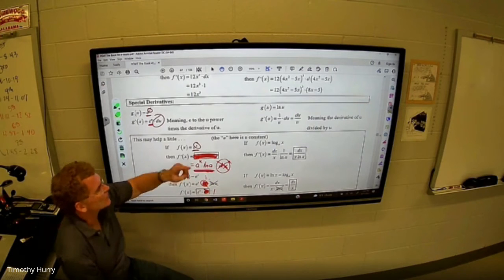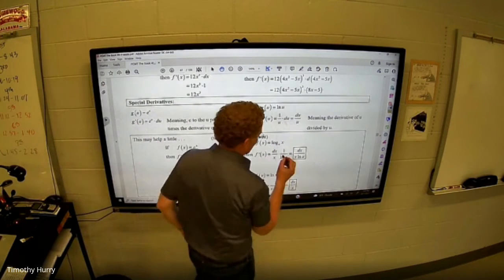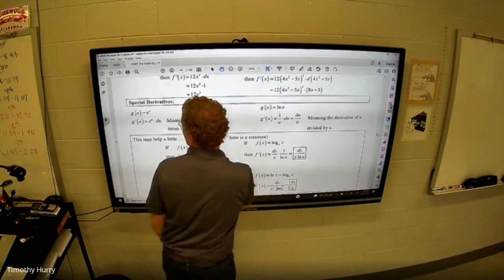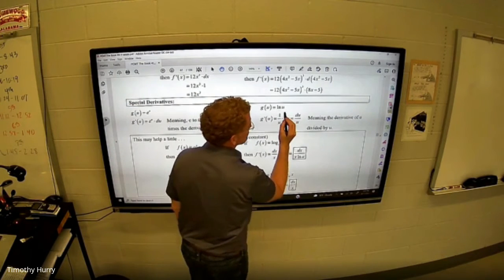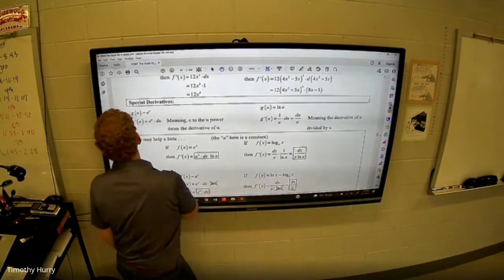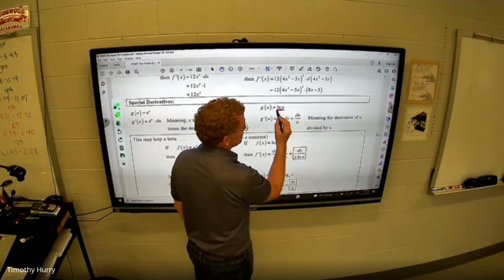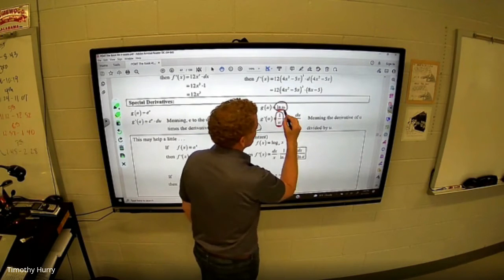Now, natural log. Take a look at the natural log. I want you to look at this, and you're going to rewrite this also. What does it look like I did to the natural log function to go from here to here? What did I do?